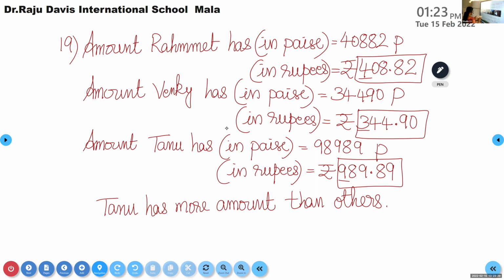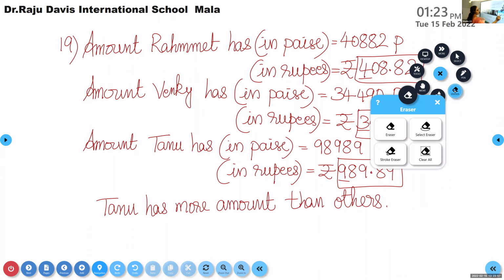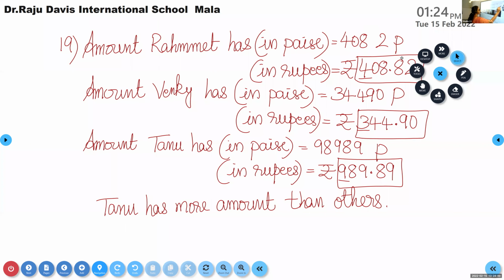So, in question number 19, in this one, you have written amount Rahmat has in paise. In the next one, the first statement I will write. After that, you have to write by yourself. Okay. Sorry, children. There is a correction. 408.32. Yes, thank you, Maya sir.